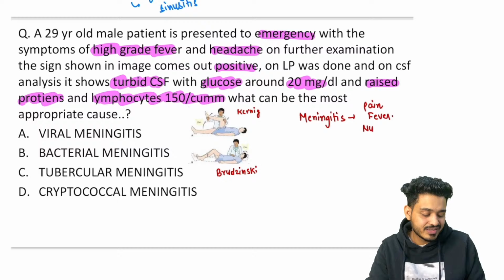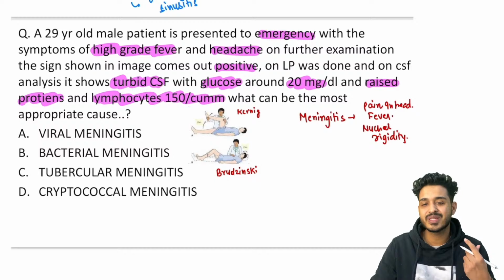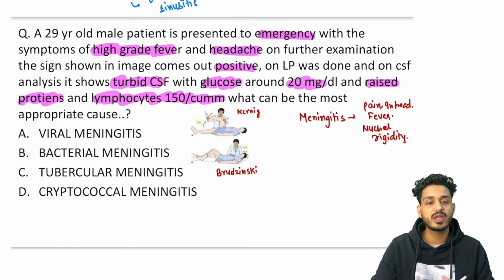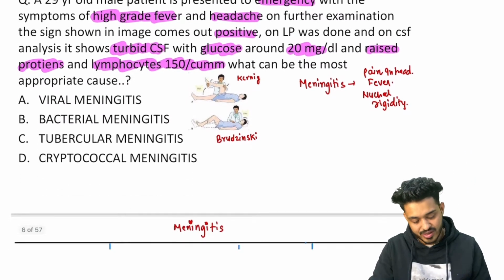And nuchal rigidity will be there. These are the signs: pain in head, headache will be there, fever will be there, nuchal rigidity will be there. Along with that, you can have projectile vomiting, you can have Kernig positive, you can have Brudzinski positive. All these things are going to go in favor of meningitis.